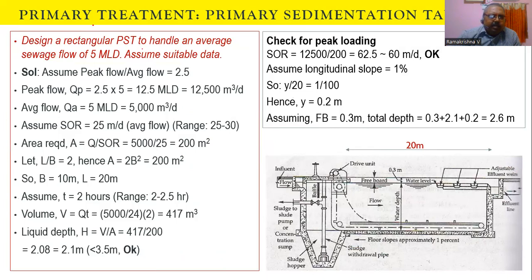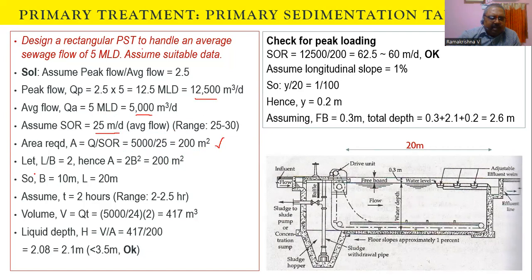Now we'll see another, rectangular primary sedimentation tank for the same data. So 2.5, we are assuming peak flow to average flow. So the 12,500 will be the peak flow, 2.5 multiplied by 5 MLD. And average flow is equal to 5 MLD, which is equal to 5,000 meter cube per day. As in the previous case, we are having 25 meters per day as the average flow SOR, so that the surface area required is 200 square meters.